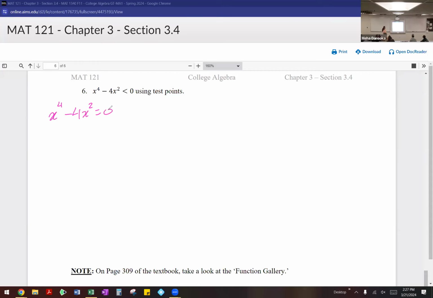X to the 4th minus 4x squared, and we'll of course solve it as an equation for now, equal to 0, because we're finding our x-intercepts. So what do you do to solve this? What method can we use?